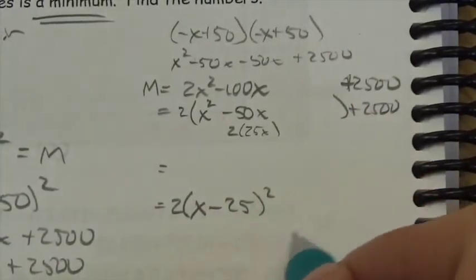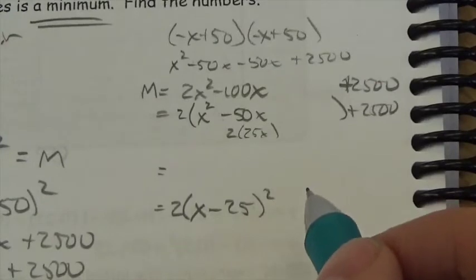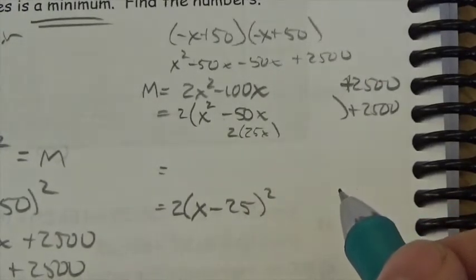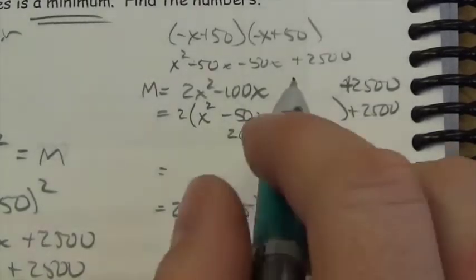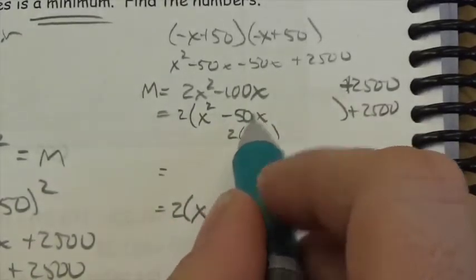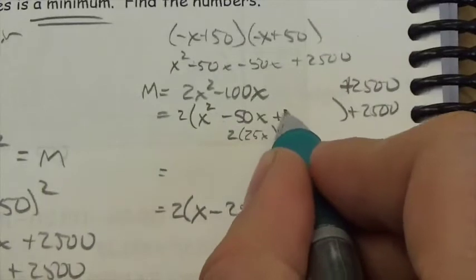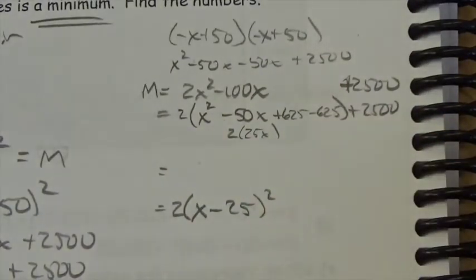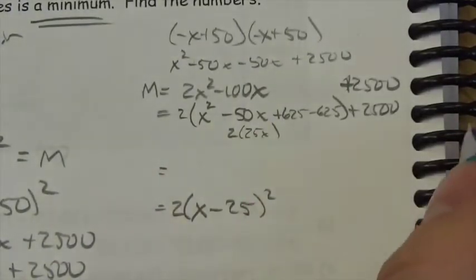And what's happening out here, I don't particularly know what's going on. So that's okay, I'm going to figure that out here. I know that I'm going to take that 25 and square it, and add 625, and then I'll subtract 625 inside the parentheses there.